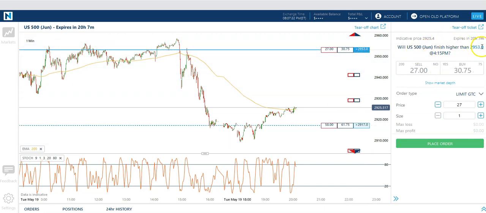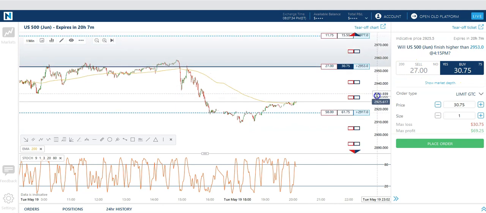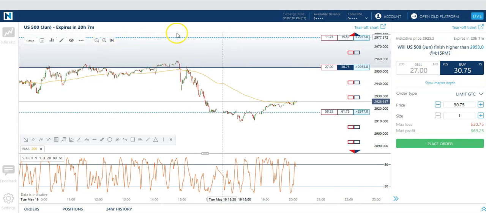This is 29.53, right? Are we going to trade there? And you can see it's worth $30.75 right now. If I click buy, what I like about Nadex is that it shades it. So if it closes above, I'm saying, hey, yeah, it needs to close above. Well, I need price to be in the blue. It's a great visual, right?